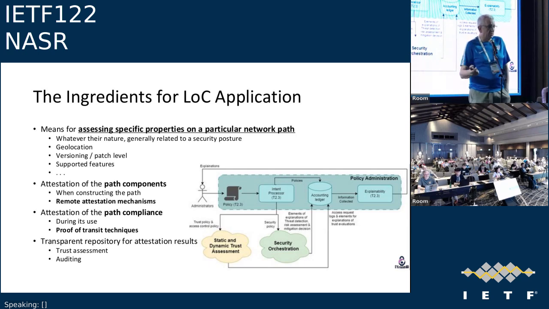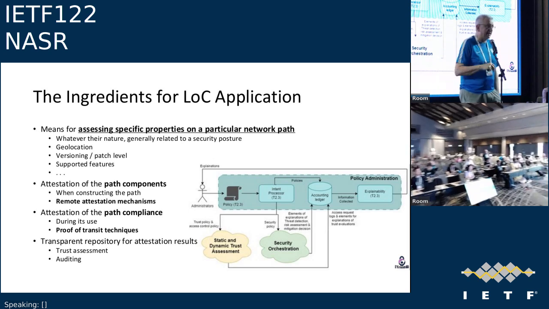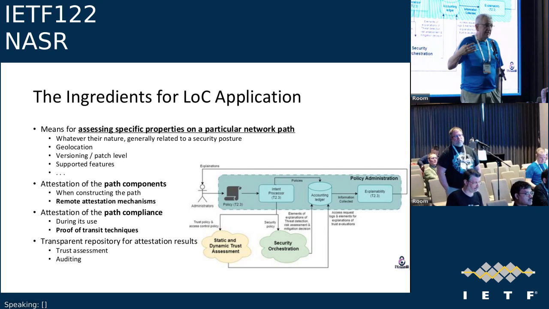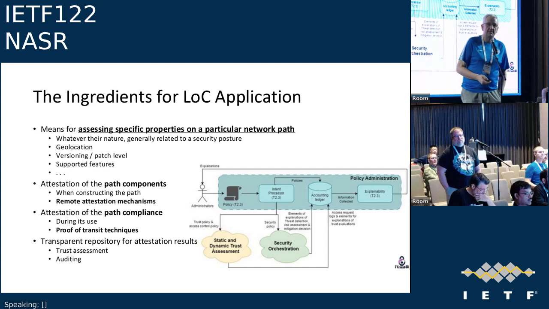path components using basically remote attestation components, and during the use of the path, you can perform attestation of the compliance. That means that during the use, you can verify that the path is following the intended properties, passing through the components that have been attested. And for that, what we're advocating is techniques that have been discussed and proposed here in the IETF about proof of transit. And for this, these attestation results can be connected with a transparent repository that can be used for auditing, trust assessment, or whatever other purpose that can be imagined. Again, transparent, so it can be used by third parties. Shall I stop?